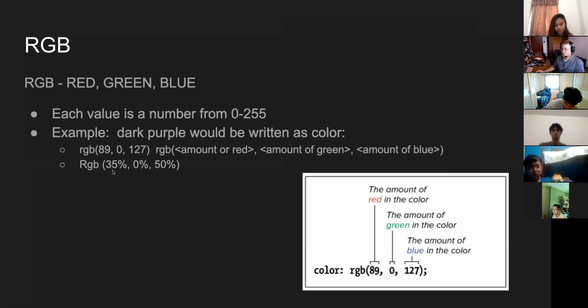You can also specify it by percents. You could say, I only want 35% of the range between 0 to 255. I want 0% here and 50% on the green. And of course, you can play around with these on your computer. You can set up a CSS style sheet and have all these different colors and play around with the different variants you can generate. So that's RGB.